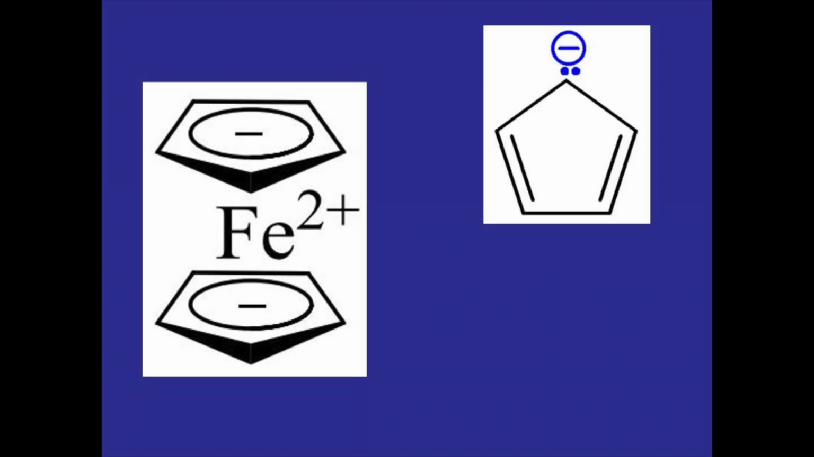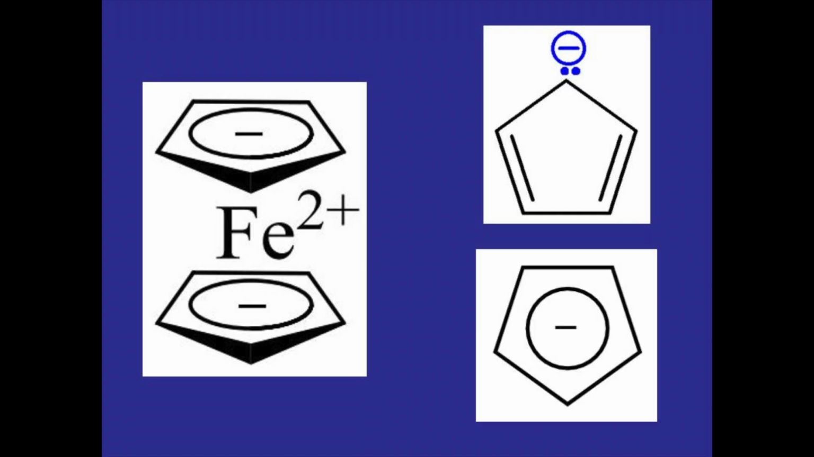The ferrocene compound is pretty cool. We have two cyclopentadienides held together by an iron cation in the middle, and each of the rings is a cyclopentadiene with a negative charge on it. And that negative charge is equally dispersed on each of the carbons through resonance, so we can draw the molecule like this because it actually ends up being aromatic.